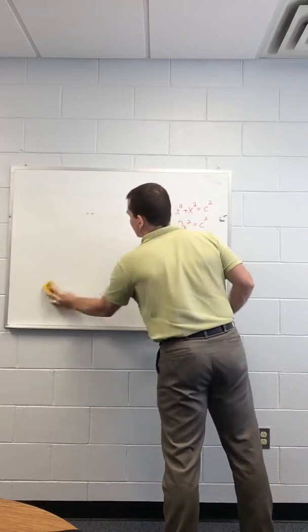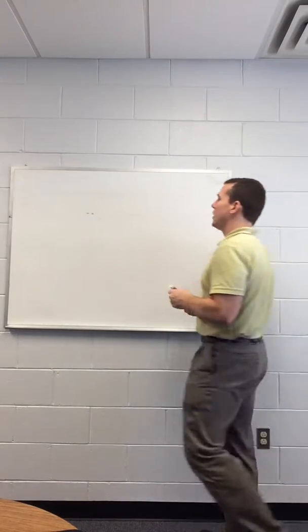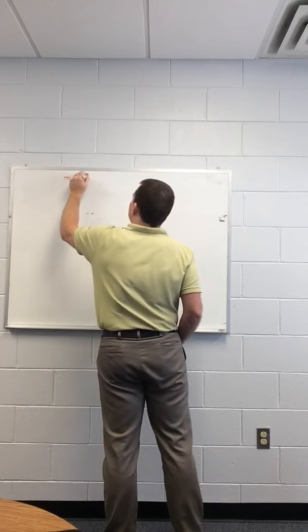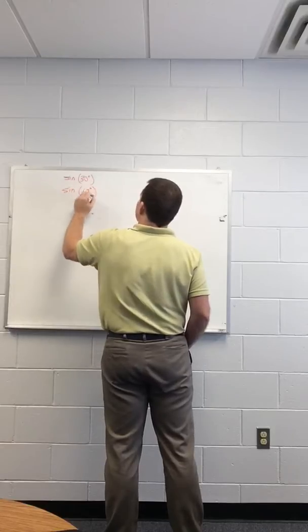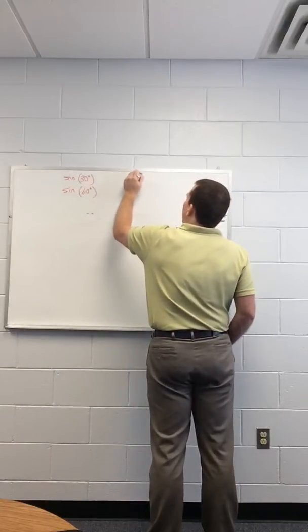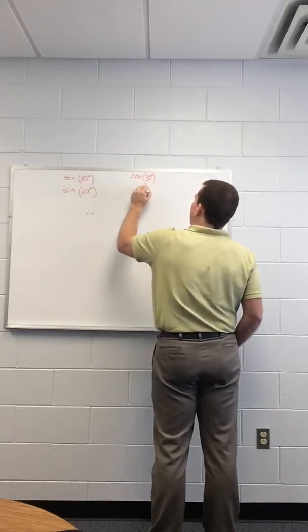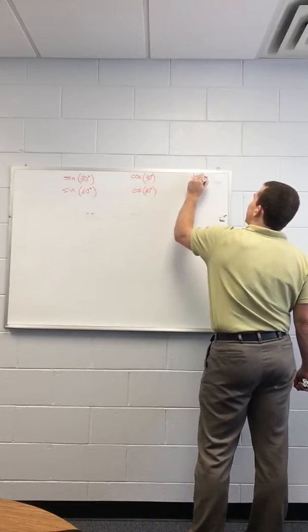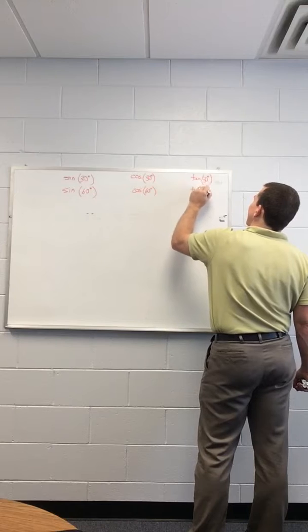Next, we want to find sine of 30 degrees, sine of 60 degrees, and then cosine of 30 degrees, cosine of 60 degrees, and then tan of 30 degrees, and tan of 60 degrees.